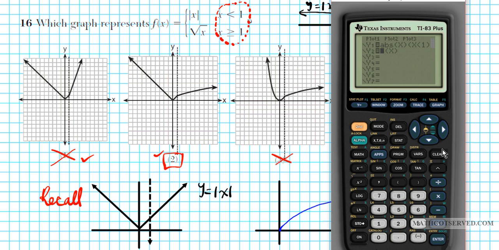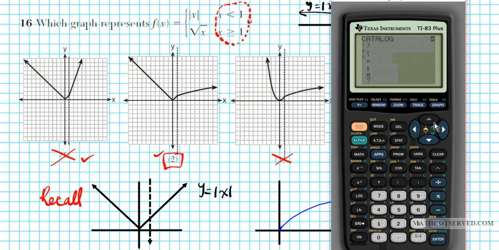Enter. The second function, you enter it, and then what next? Parenthesis, the interval also. So here x is greater than or equal to 1. So where can we find the greater than symbol? Go to your catalog. Everything is in the catalog. So second function 0 takes us to catalog.